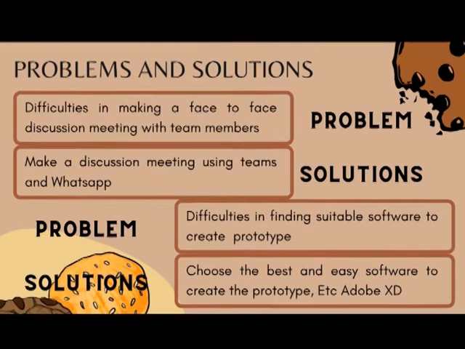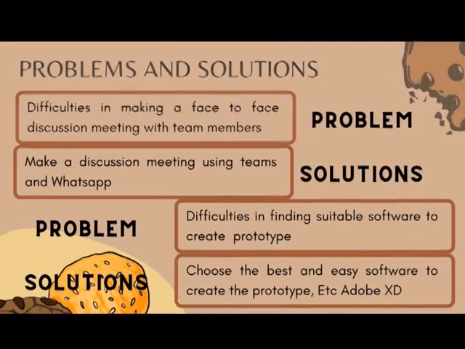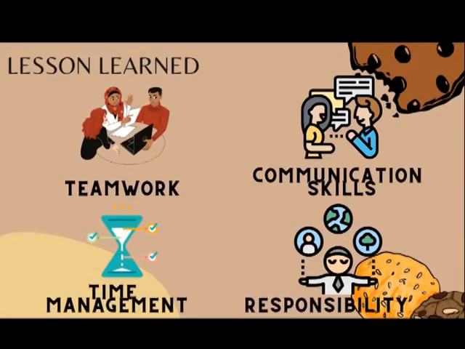And the second problem we faced is difficulties in finding suitable software to create our prototype. For this problem, we came up with a solution by choosing the best and easy software to create the prototype. For example, we use Adobe XD. By using this software, we can create two different types of prototype version, which is the mobile version and also a web version. There are a few lessons that we have learned when we work as a team on the project.